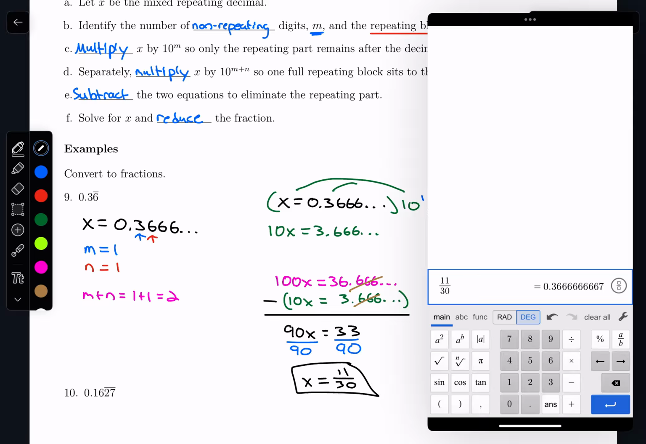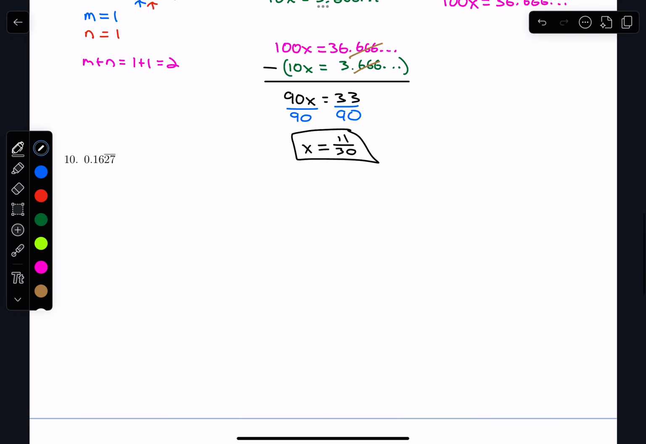All right, so now we're going to do it again with a slightly bigger number. See if we can get a similar result. So this time we'll go all in one go. Number 10. We have 0.16 and then 27 repeating. So I'm going to start by saying x equals this number, 0.16, and I'm going to write 2727, where I'm just going to put two of them to show it repeats. We're going to identify the part that does not repeat, which is this 1 and 6. So we're going to say that m equals 2, because there's two digits that don't repeat. And the 27 is the part that repeats, so n is also going to be 2. And so that means that together, m plus n is going to equal 4.